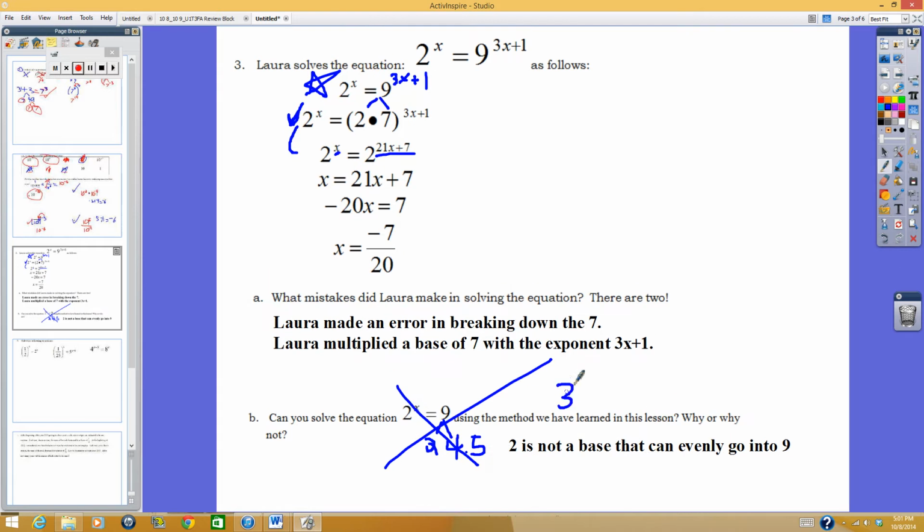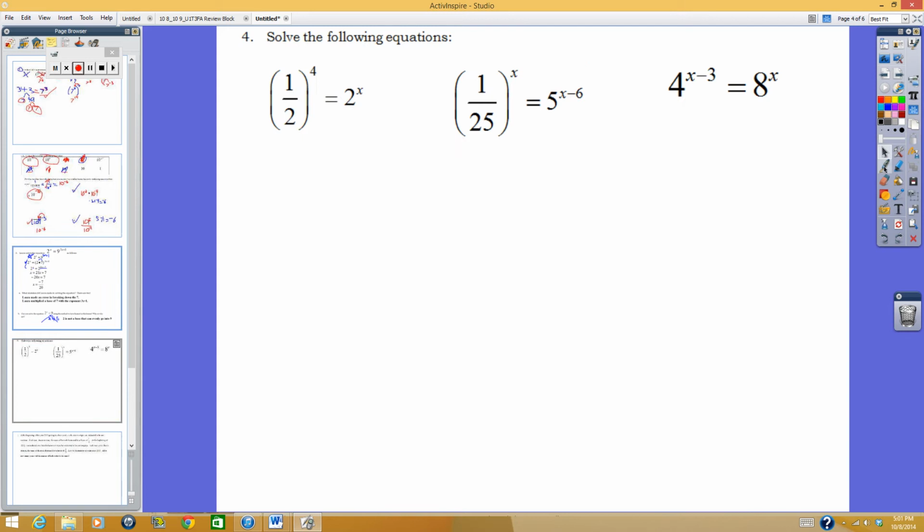Now if it was 3 to the x equals 9, this goes into 9. That works. But what we were provided with, this 2x equals 9, does not work. Okay? Moving on to the bottom of the back. Now we have to solve these, right?